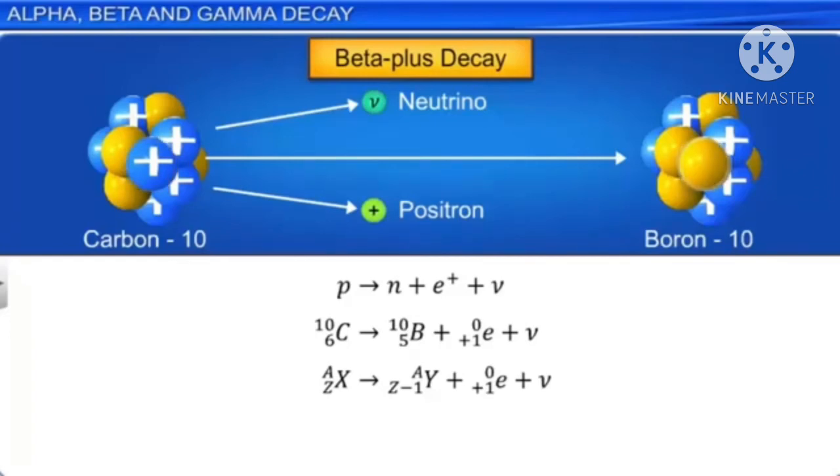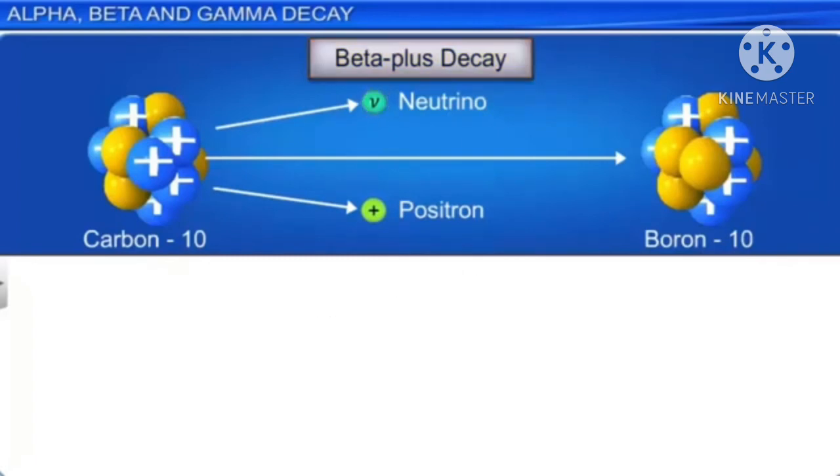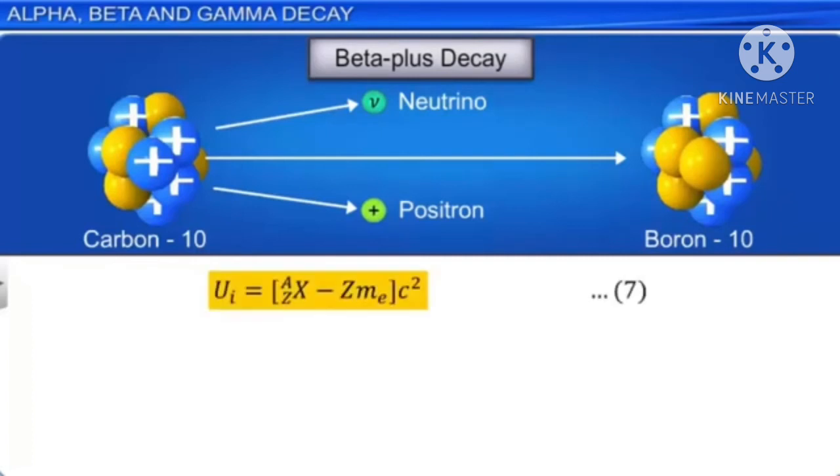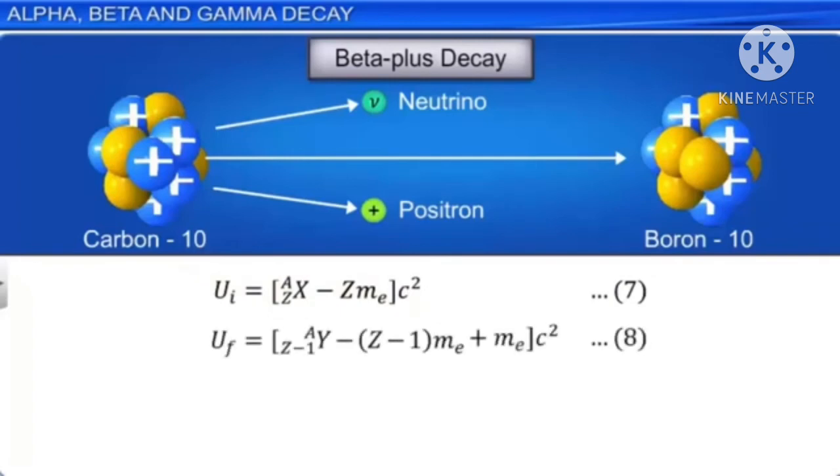Let us now calculate the Q value for beta plus decay. The rest mass energy of the initial constituents is equal to Ui, given by equation 7. The rest mass energy of the final products is equal to UF, given by equation 8. Then, the Q value of the reaction will be Ui minus UF, as given by equation 9.